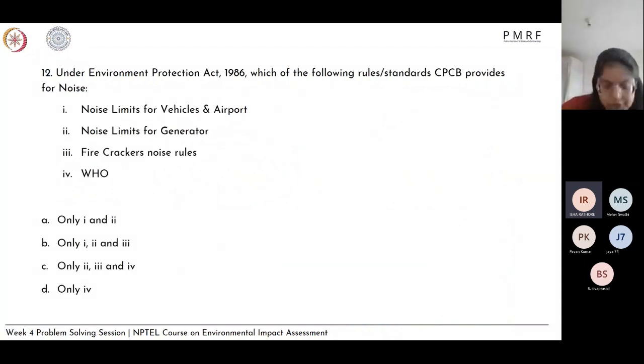Moving on to question 12. Under the Environment Protection Act 1986, which of the following rules or standards of CPCB provides for noise? So you have one, noise limits for vehicles and airport, two, noise limits for generator, three, firecracker noise rules, and four, WHO.